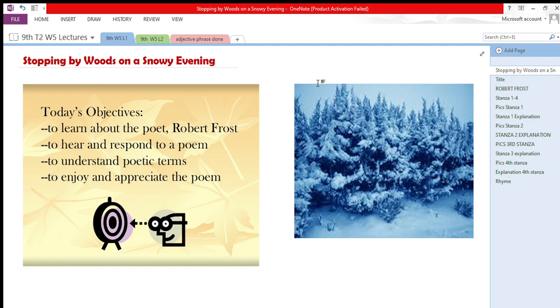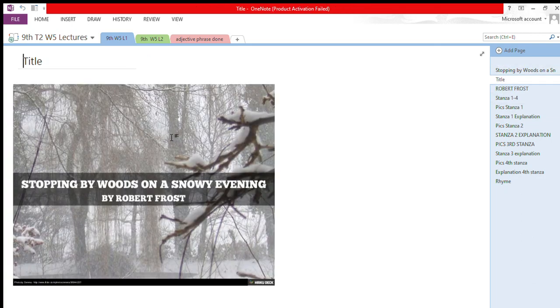Today we are going to read a very beautiful poem, Stopping by Woods on a Snowy Evening by Robert Frost. By the end of this lesson, you'll be able to understand the poem stanza by stanza and you'll be able to read and appreciate it. Here is the picture, woods covered by snow or covered with snow. Here is the title, Stopping by Woods on a Snowy Evening.